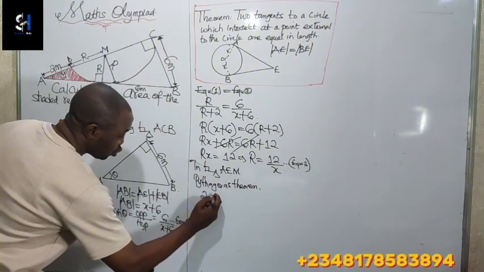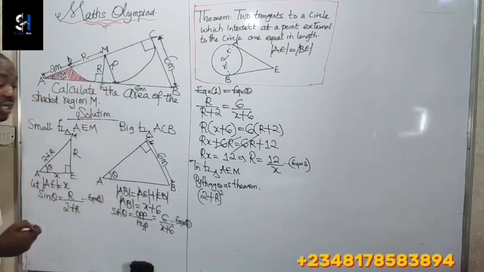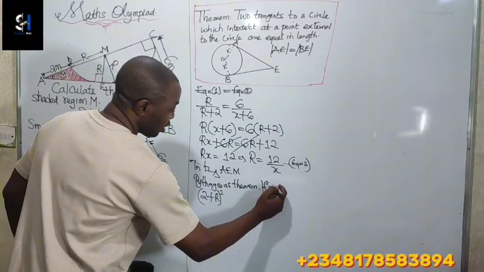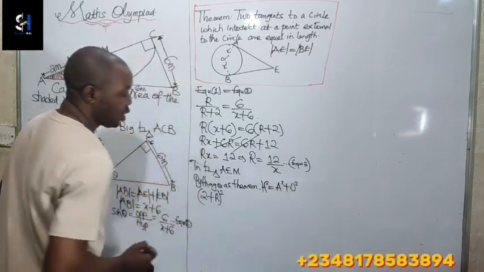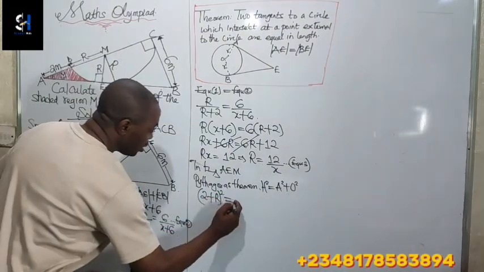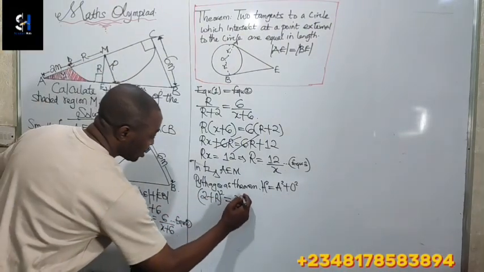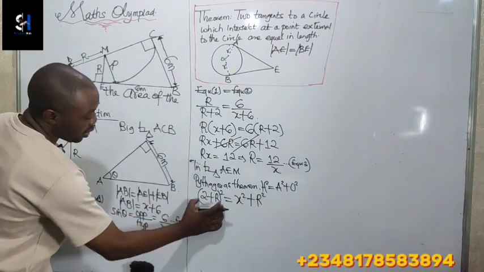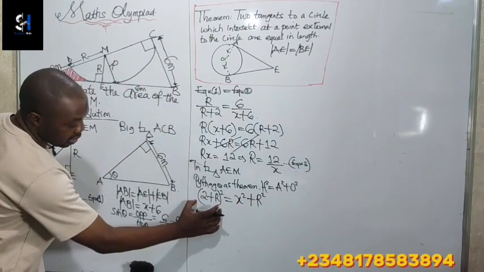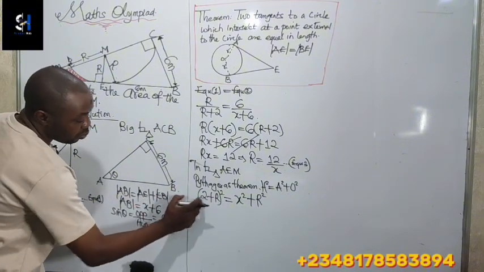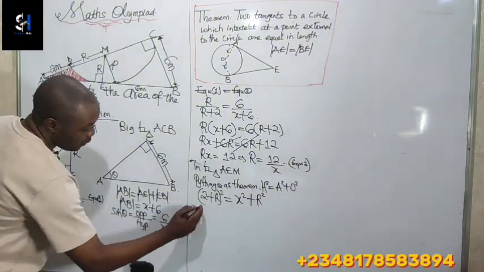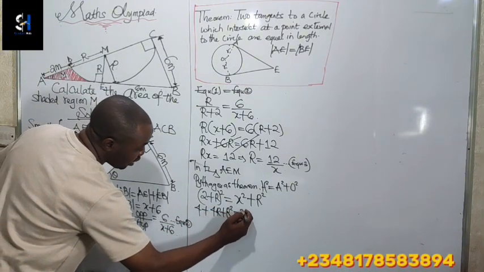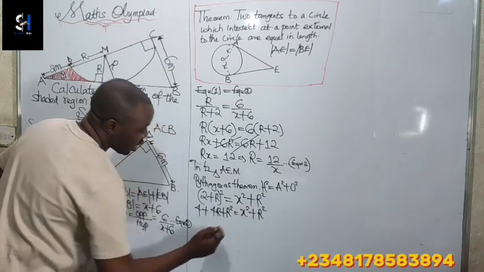The hypotenuse is 2 plus r, and we raise that to the power of 2, because hypotenuse square equals adjacent square plus opposite square. The adjacent is x, so that will be x squared, plus r squared. Let's obtain the identity for the square of r plus 2. The expansion will be 4 plus 4r plus r square equals x square plus r square.